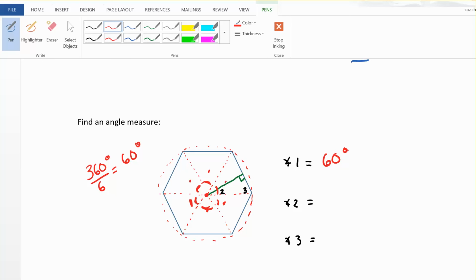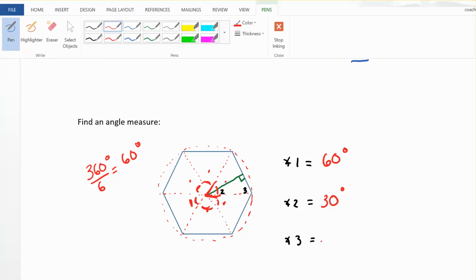The next angle we're after is angle 2. And angle 2 is right here. And what do you suppose angle 2 would be? Well, angle 2 is just going to be half of whatever this central angle is. So half of 60 is 30 degrees.